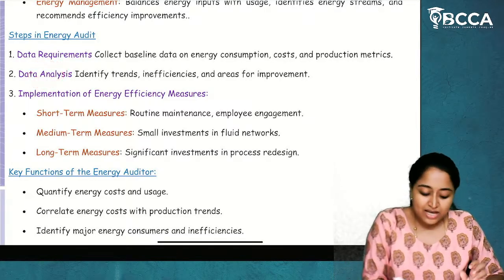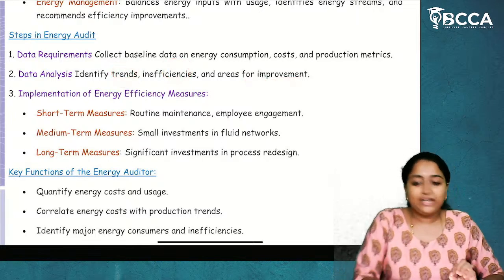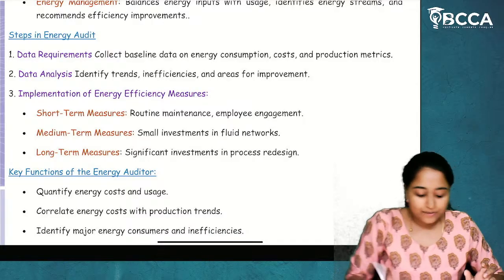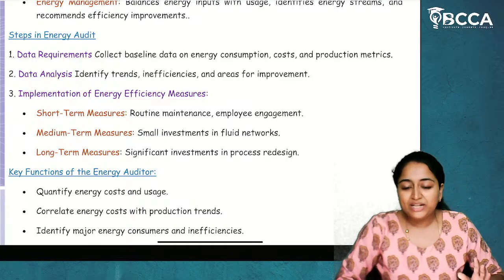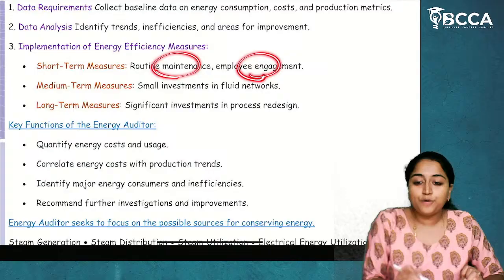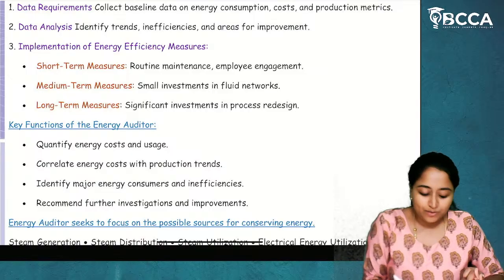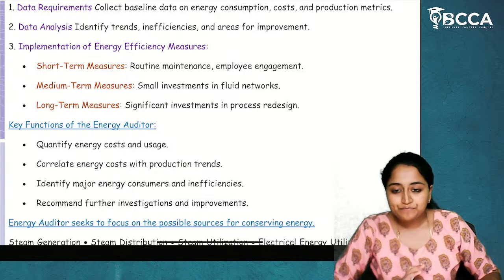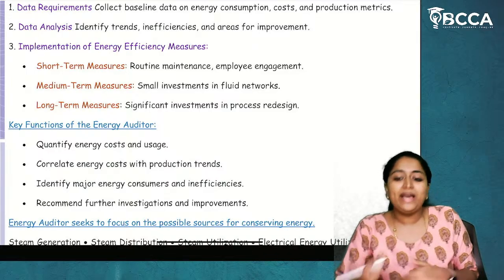Next, data analysis. Identify trends, inefficiencies, and areas for the improvement. You will identify the trend. Okay, in previous year, we have utilized this much of energy. And this year, how much energy we are utilizing. Implementation of energy efficiency measures. You will try to implement the energy efficiency measures. How you can go for short-term measure like routine maintenance, employee engagement, or you can go for medium-term measures like small investment in fluid network, or you can go for long-term measures like significant investment in process design. So you can choose any of this implementation technique to enhance your energy efficiency.